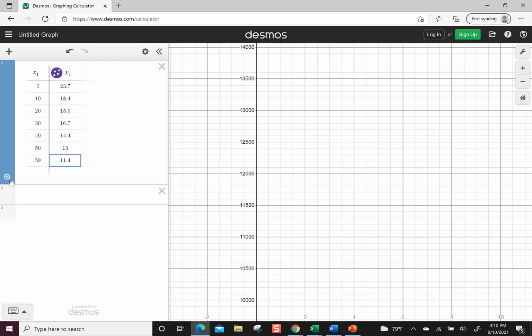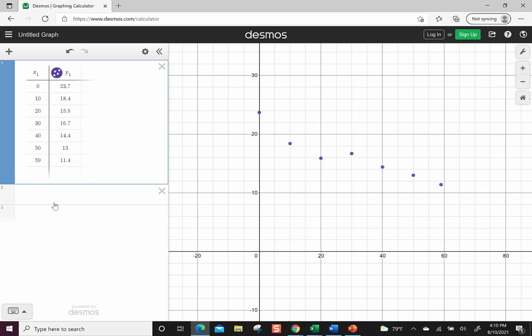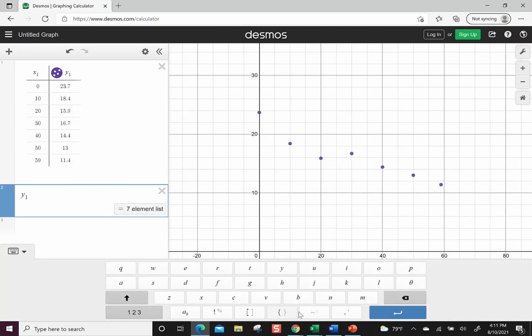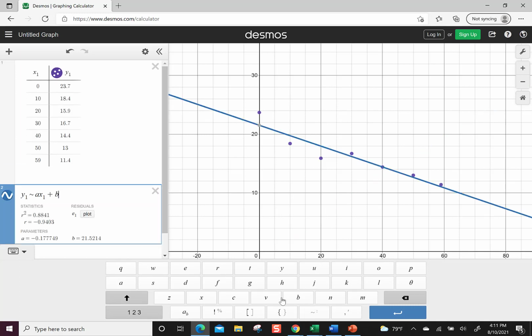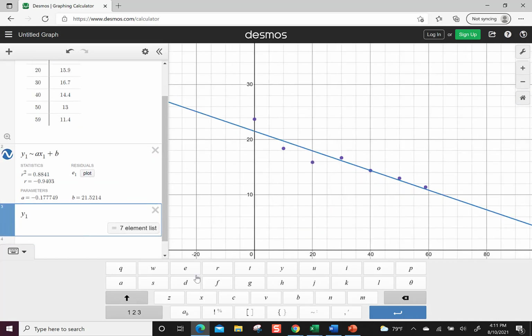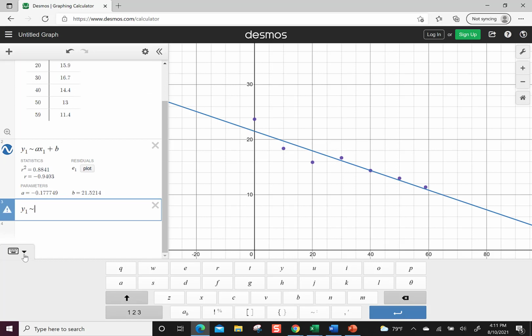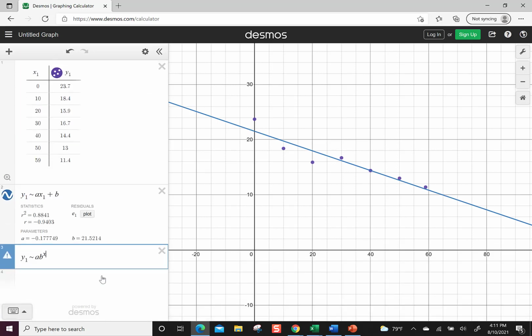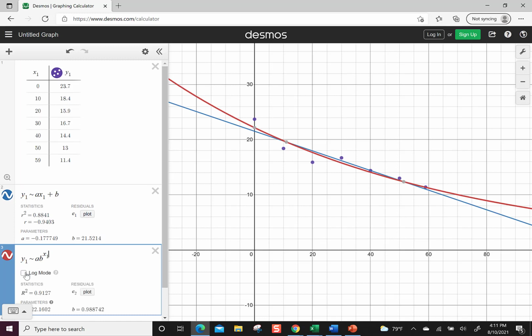We're going to hit zoom fit. And now we're going to try both a line and an exponential. I'll start with a line. y1, we have to hit our tilde. I say ax1 plus b. And then we'll also try y1 is approximately ab to the x1, and then hit that log mode.